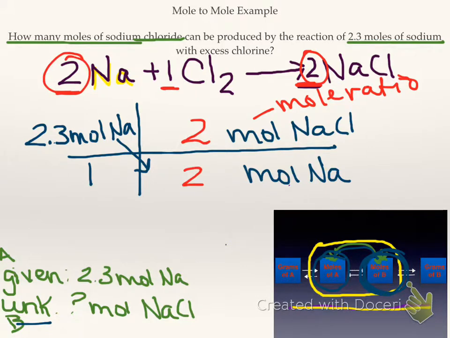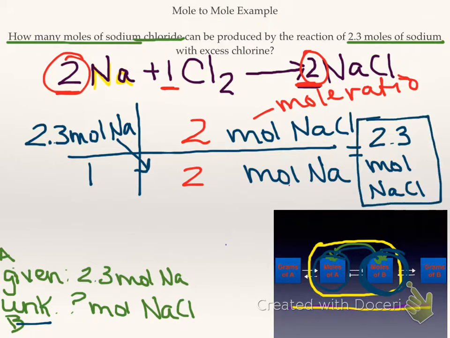If I plug this into my calculator, what am I going to get? I'm going to take 2.3 times 2 divided by 2. You may not even need to use your calculator. We're going to get 2.3 moles of NaCl produced. So that's a quick mole-to-mole problem, a one-step problem using our mole map.